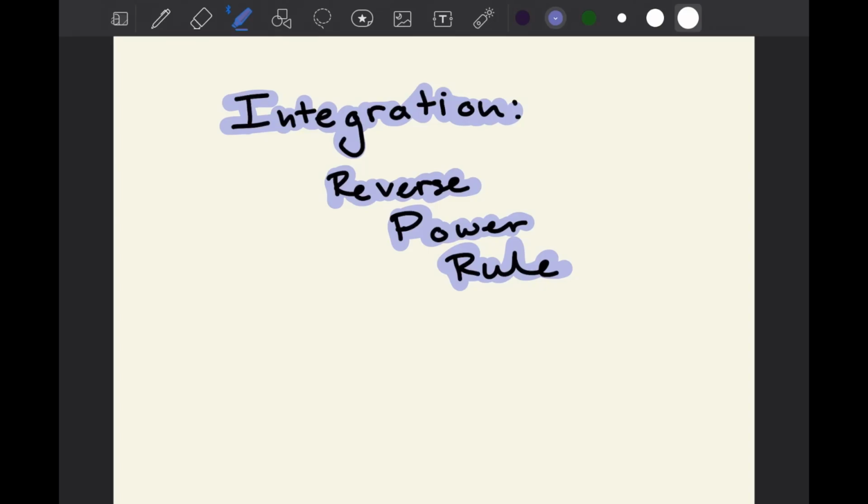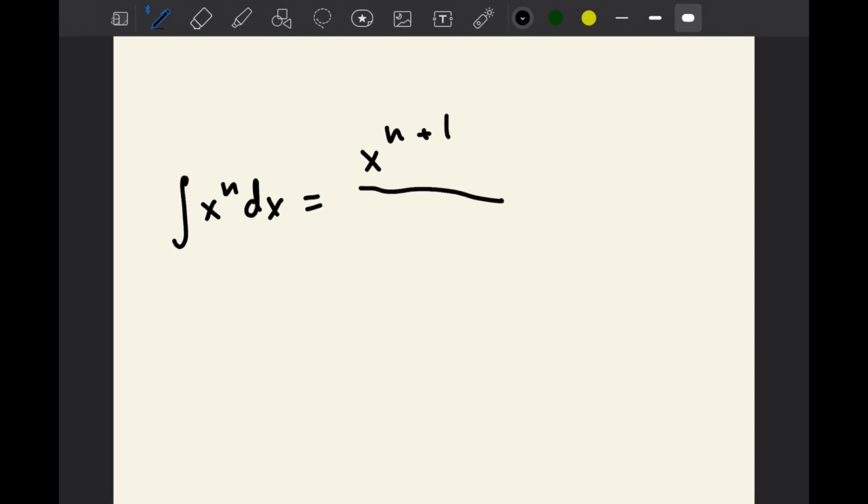This video is going to be about the reverse power rule, which is used in integration. So what is the reverse power rule? Well, basically what it means is that the integral, or the antiderivative, of x to the power of n dx is going to equal x to the power of n plus 1 over n plus 1, plus c, where n cannot equal -1.